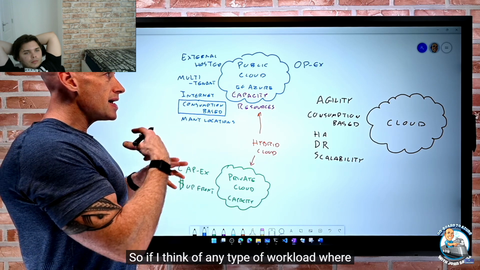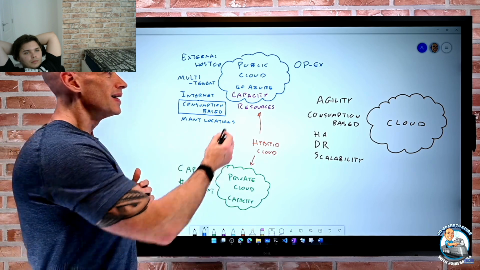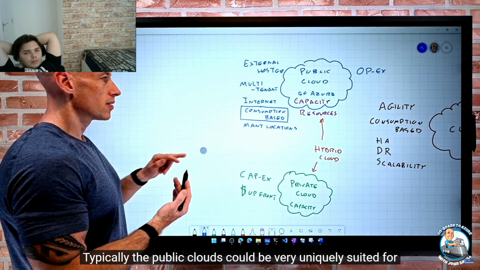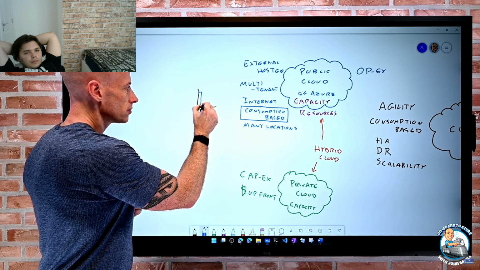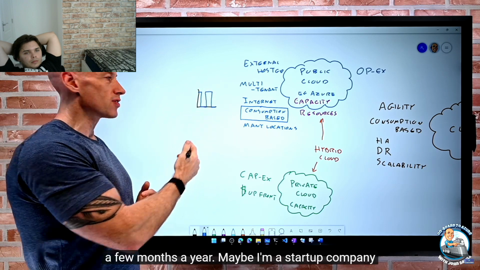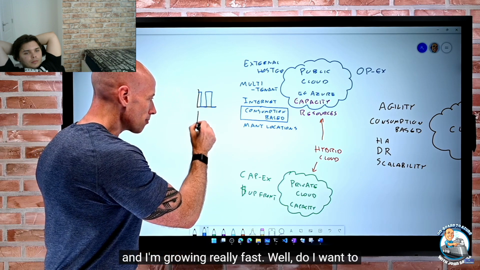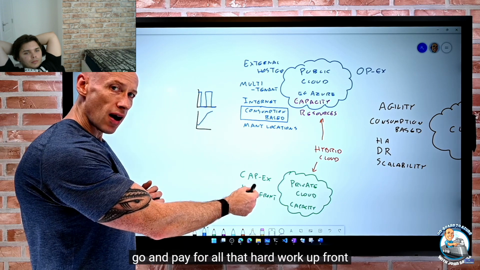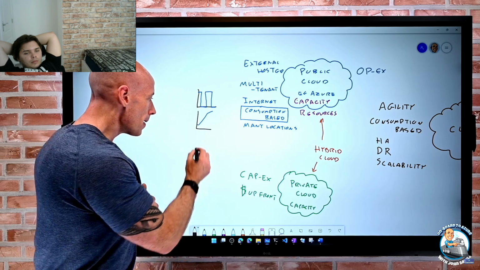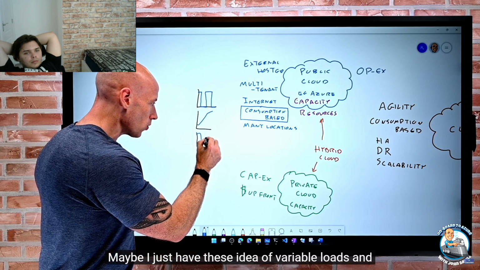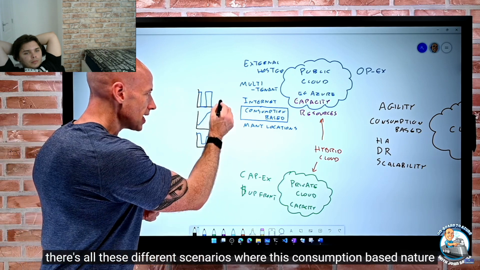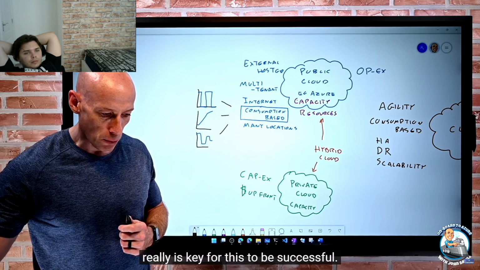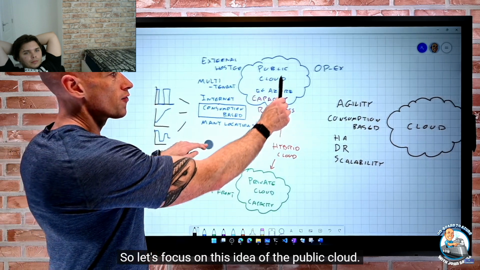So if I think of any type of workload where there's some variable load, typically the public cloud will be very uniquely suited for this to work. For example, you think about scenarios where maybe it's on and off. Maybe I'm a tax company and I only run for a few months a year. Maybe I'm a startup company and I'm growing really fast. Well, do I want to go and pay for all that hardware up front when I may fail? No. Maybe I just have variable loads and I just want to pay for what I'm using. So there's all these different scenarios where this consumption-based nature really is key for this to be successful. So let's focus on this idea of the public cloud.